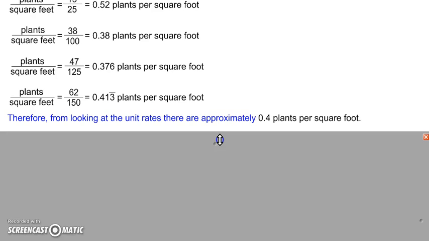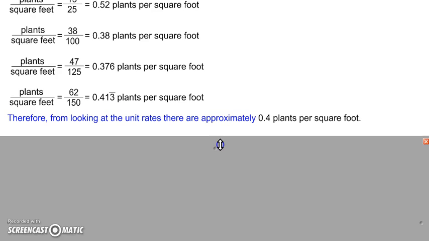Therefore, from looking at the unit rates, there are approximately 0.4 plants per square foot. Although all of the different unit rates are not exactly the same, since we're approximating, we can say that the unit rate is about 0.4 plants per square foot.